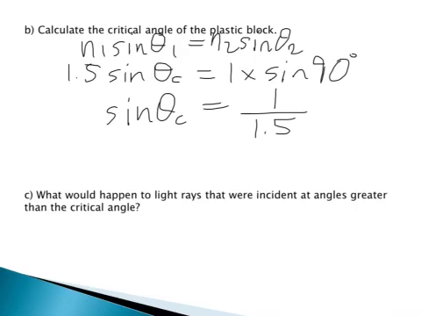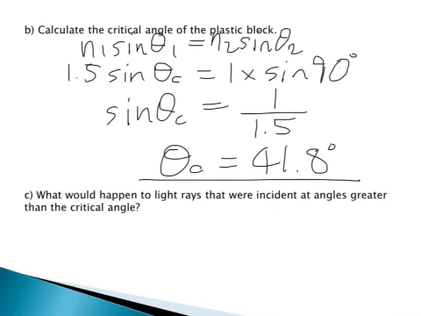The next step then is to take the inverse sine of both sides, leaving us theta c equals the inverse sine of that number, which happens to equal 0.6 recurring. If you take the inverse sine of 0.6 recurring in your calculator, you'll get 41.8 degrees for your angle, the critical angle of this plastic block.